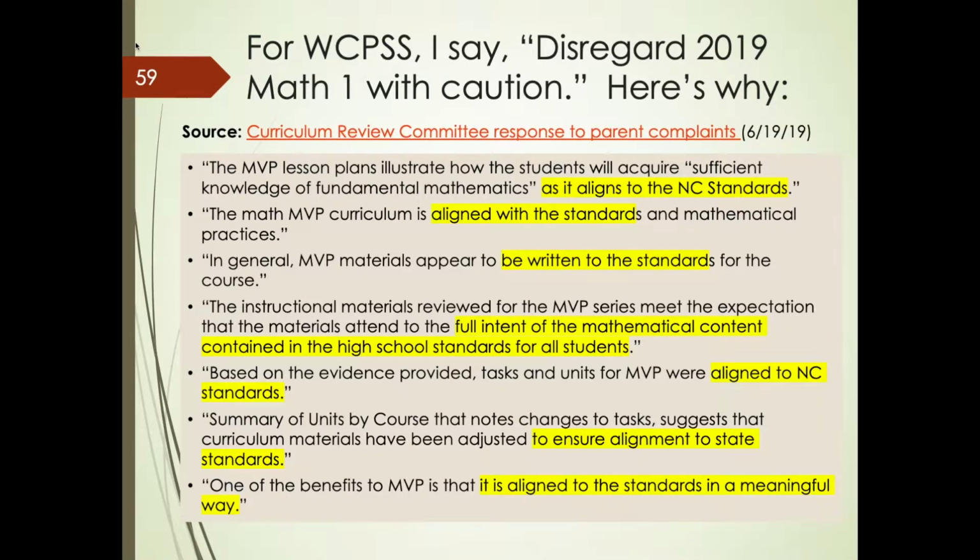The MVP lesson plans illustrate how the students will acquire sufficient knowledge of fundamental mathematics as it aligns to the NC standards. The Math MVP curriculum is aligned with the standards and mathematical practices. In general, MVP materials appear to be written to the standards for the course. The instructional materials reviewed for the MVP series meet the expectation that the materials attended to the full intent of the mathematical content contained in the high school standards for all students. Based on the evidence provided, tasks and units for MVP were aligned to NC standards.